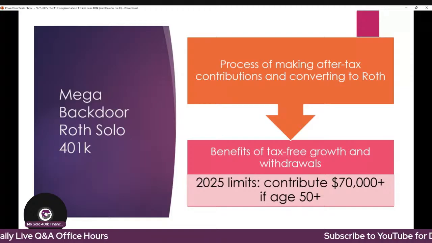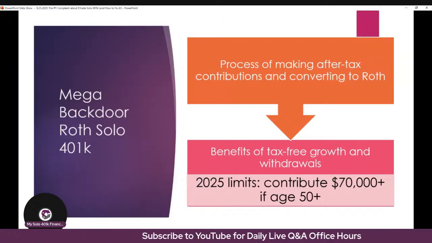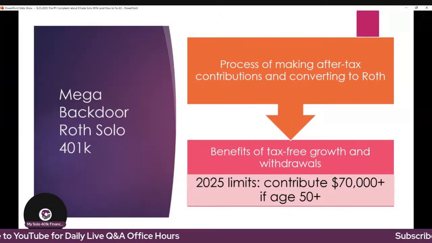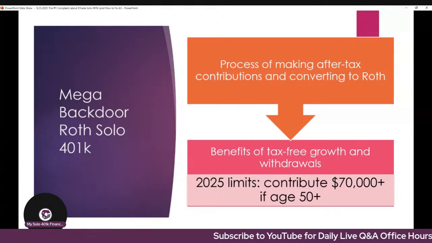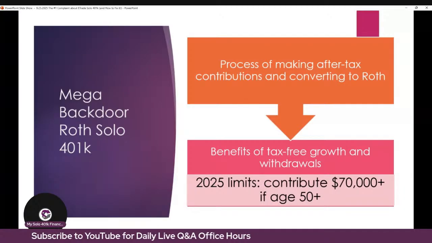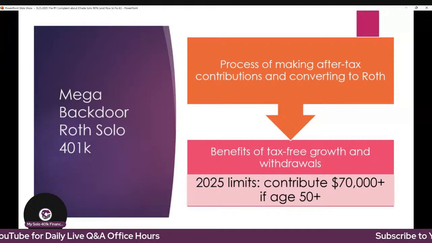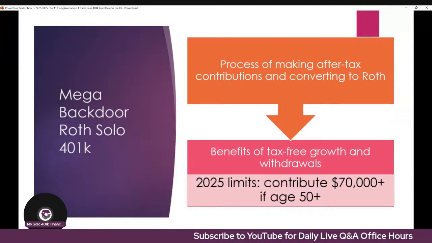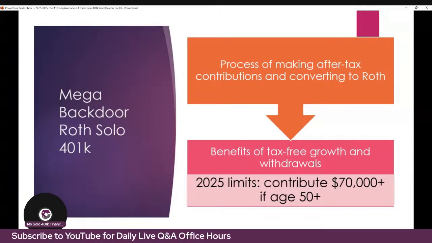So let's talk about the number one complaint with E-Trade Solo 401k, which is that it doesn't support Mega Backdoor Roth Solo 401k contributions. So what are Mega Backdoor Roth Solo 401k contributions? Well, really, it's a two-step process where you first make a voluntary after-tax contribution to a separate voluntary after-tax account, and then you can move the money from the after-tax Solo 401k account to either a Roth Solo 401k or a Roth IRA. But you need to have a plan that allows for both of those steps.